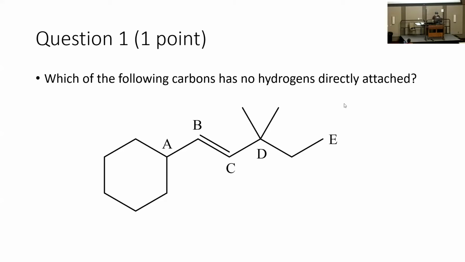So hopefully you came to the conclusion that carbon D, which has 4 single bonds coming away from it, has to be the one that has no hydrogens. B and C each have 1 hydrogen that's not shown. E is, of course, a methyl group, and A has 1 hydrogen not shown. So I think the best answer is D. Yep, and I will mark it accordingly.